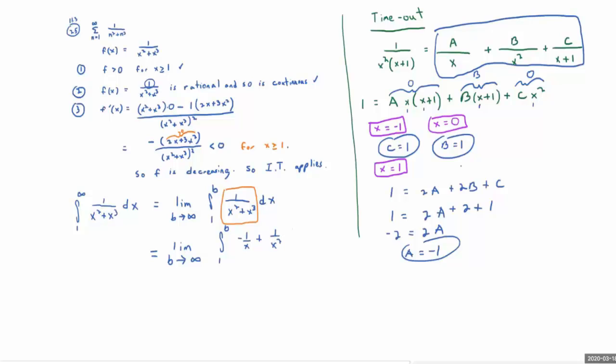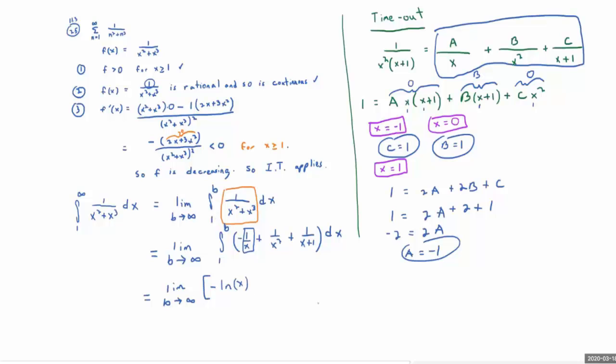Plus c, what was c? C was 1 over x plus 1, like that. There we go. Okay, now we're ready to integrate at least. So limit as b goes to infinity. Do you remember what the integral of the first guy is? It's natural log of, you could say absolute value of x, but since x is positive, you could just use x.